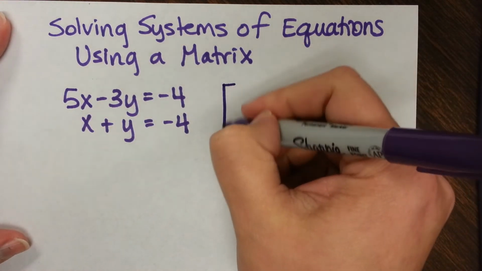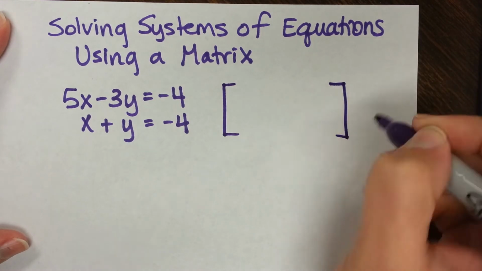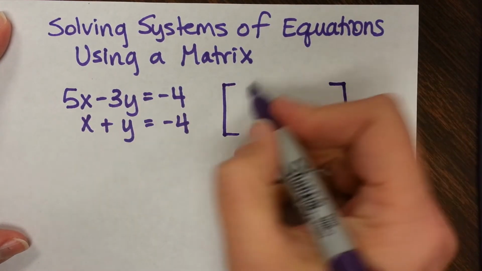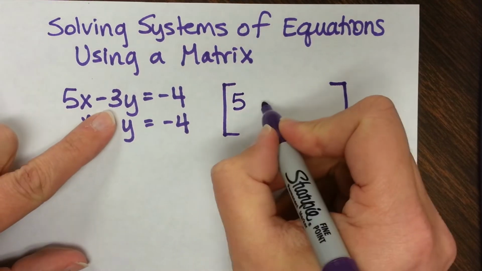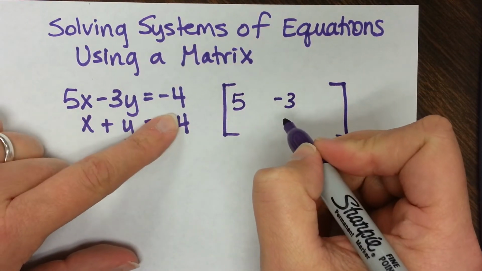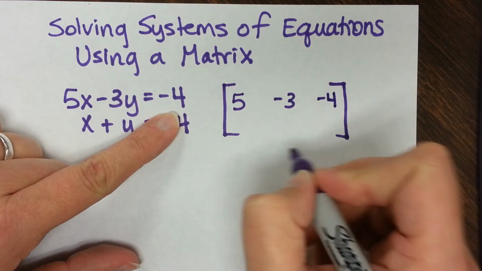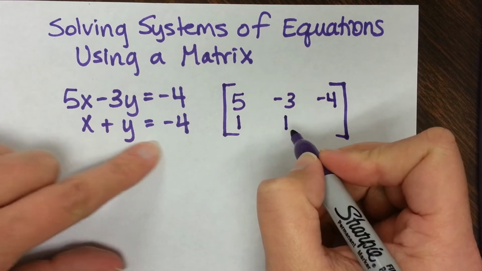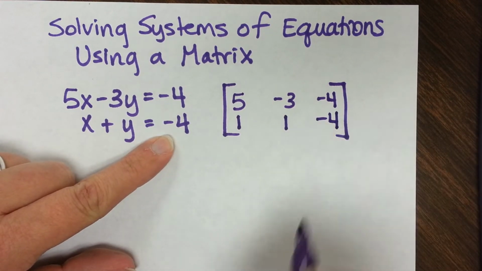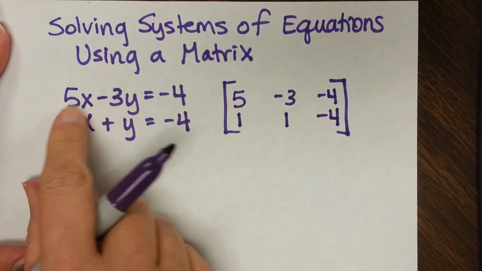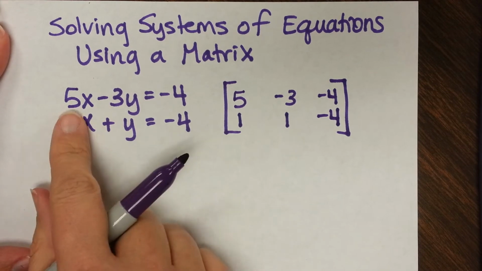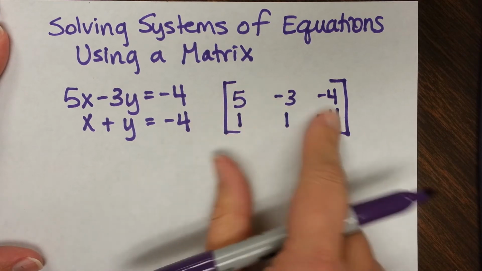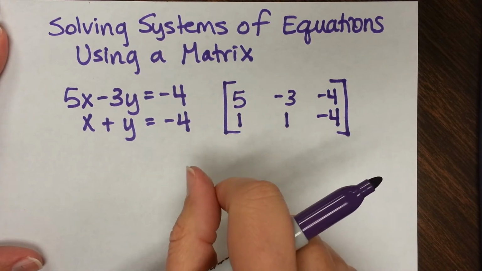What we're going to do is create some little brackets, and then take the coefficients of each one of these numbers. So across the top, I would have 5, negative 3, negative 4. Then on bottom I would have 1, 1, negative 4. Now remember, these numbers in front of the letters are called coefficients. We took the coefficients and wrote them over here. Notice there are no x's, no y's, nothing weird to put in our calculator, just numbers.